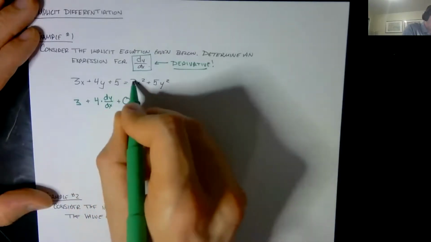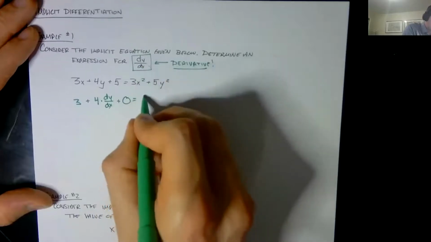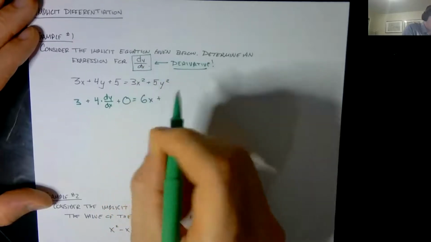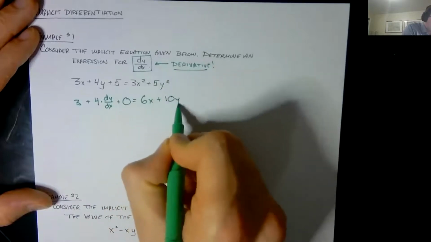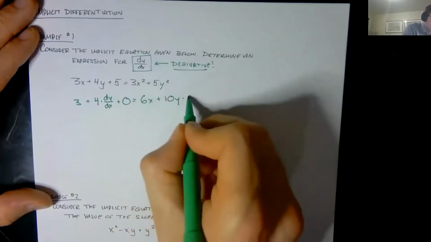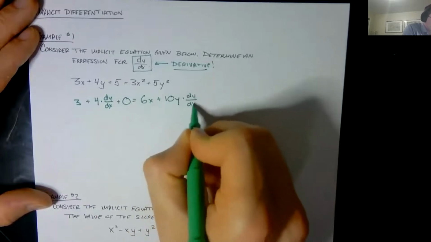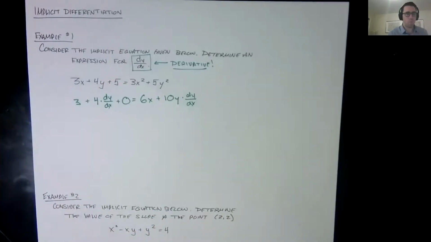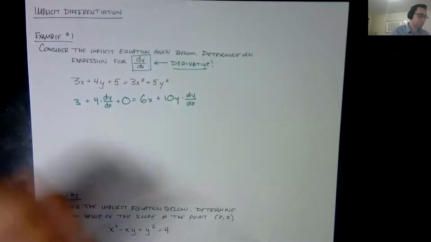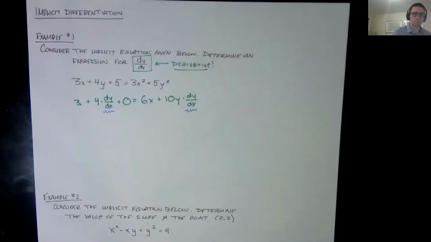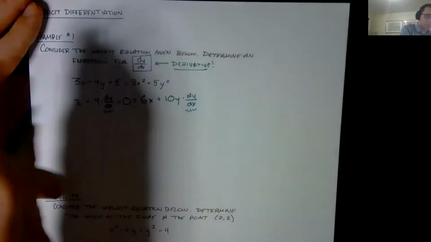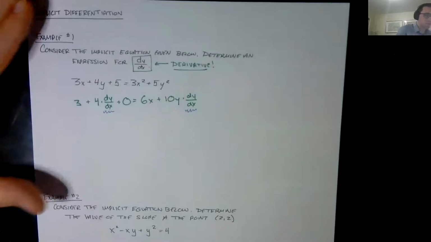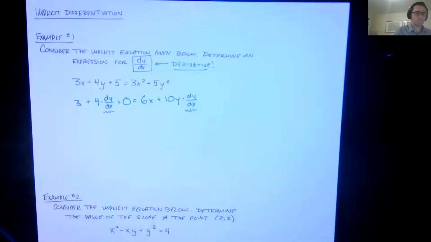Then we get derivative of 3x squared with respect to x, that is 6x, plus derivative of 5y squared, that's going to be 10y, but then don't forget your chain rule, times the derivative of y with respect to x like that. Then from here, we are just trying to isolate dy dx. So we're going to move dy dx to the left and all the other terms to the right.